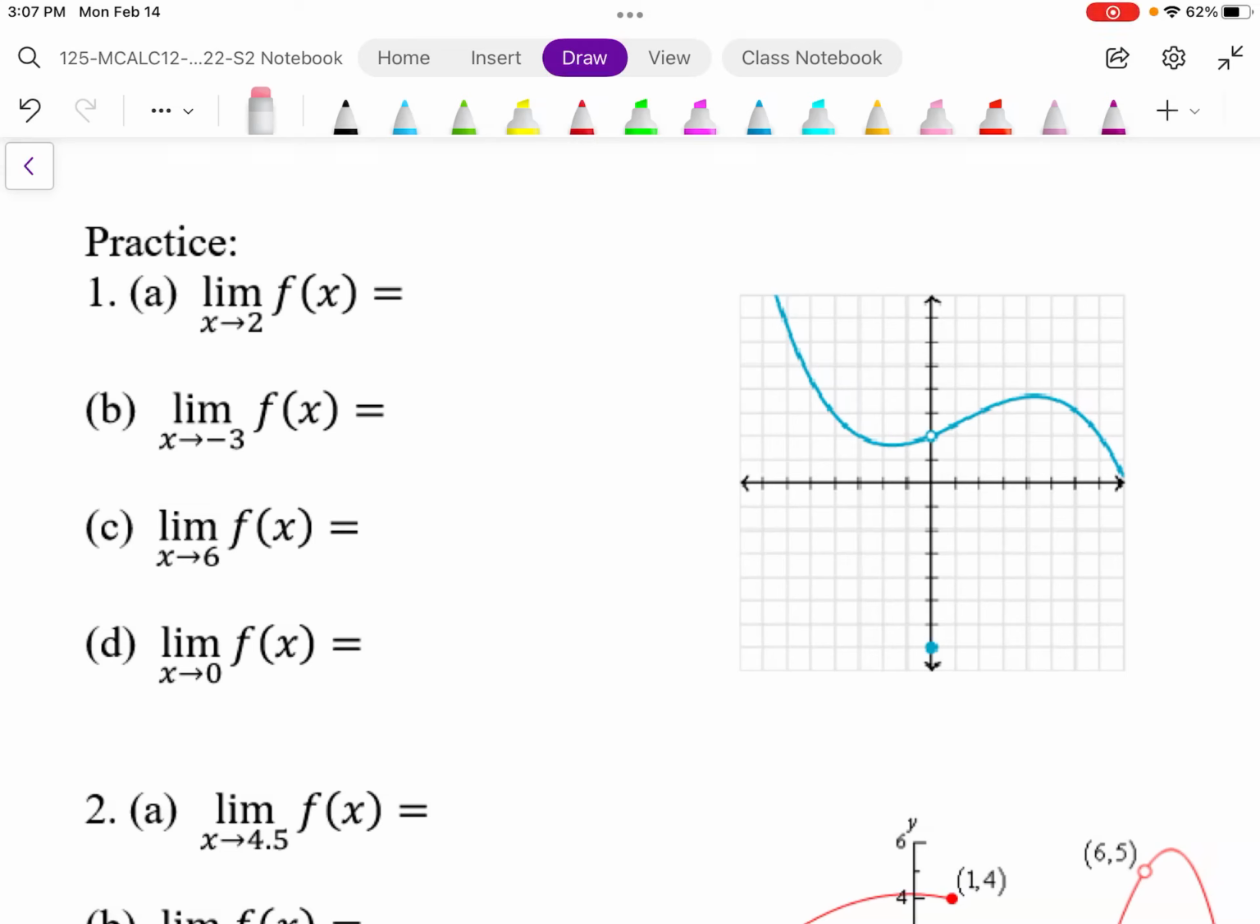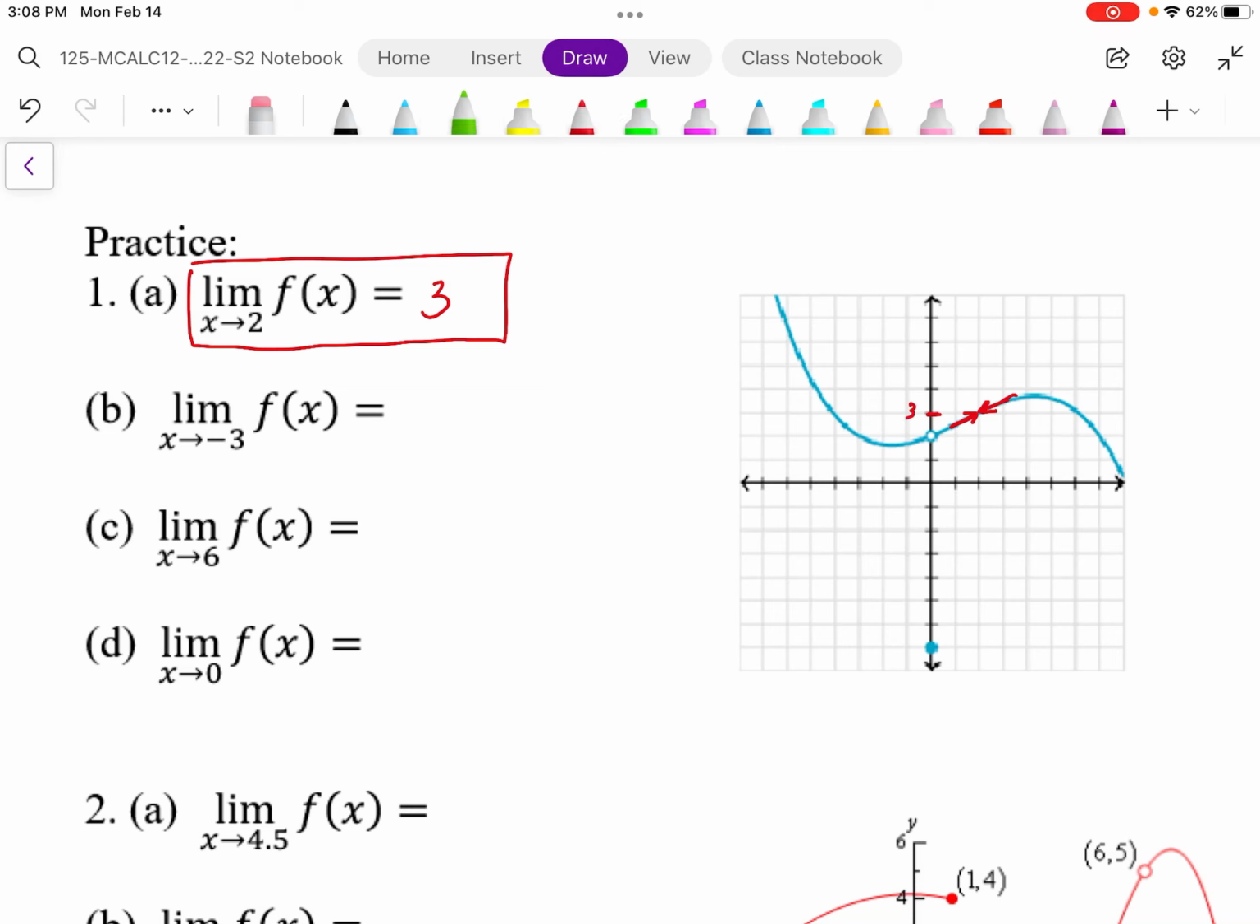So to practice this, we can look at A, where the limit as x approaches 2. As x approaches 2, we're going to approach the x value of 2, and it looks like that value is approaching a y value of 3. So then we say that since it approaches 3 from both sides, the limit of f of x is equal to 2. Sorry, is equal to 3.